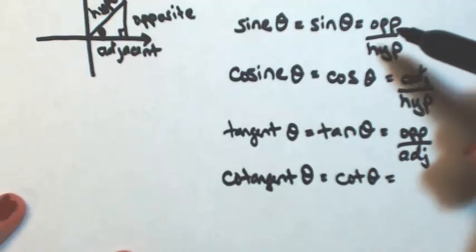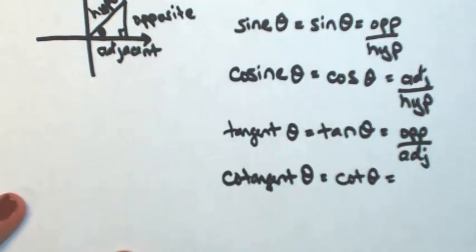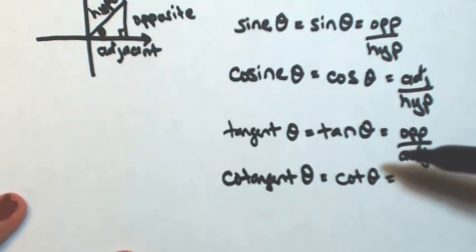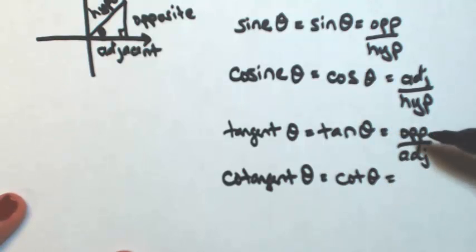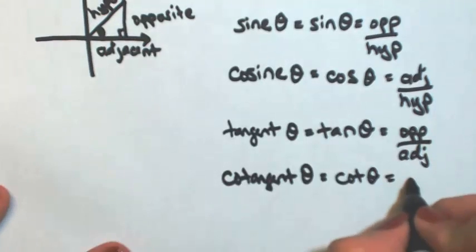Now, once you have these three trig functions, the next three are just going to be the reciprocals working back the other way. So the reciprocal of tangent is actually the cotangent, so I'm just going to reverse that order. So adjacent over opposite.